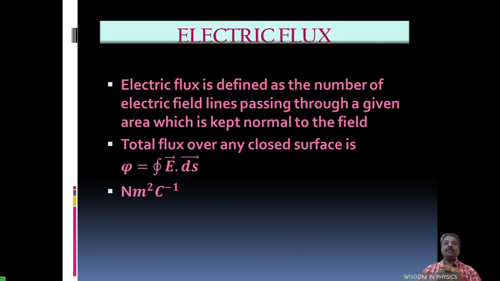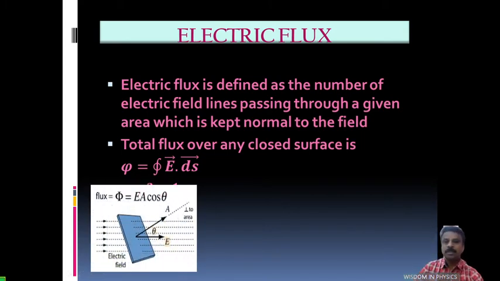But when you have a closed surface, the equation for us is phi is equal to the integral over a closed surface of E vector dot ds vector, or simply E ds cos theta, where ds is a small area element. The unit is Newton meter square Coulomb to the power of -1, because we know that electric field is equal to force by charge, so Newton by Coulomb, N C^-1. Area is m square. So that is the unit for the electric flux. Okay, this is what I have said.